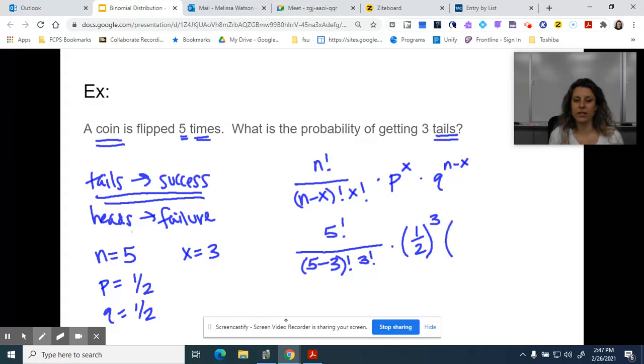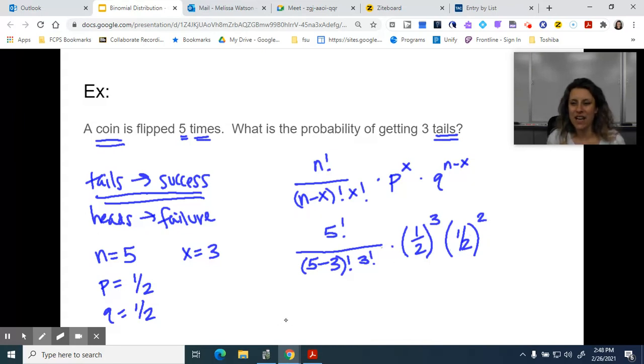Probability of failure, which is the probability of heads, we said was q, 1/2. And then we have to figure out how many of those we want. So that's the n minus x power. So for this it would be 5 minus 3. But if we think about it, guys, if we're flipping 3 tails and we flipped 5 times, we have to get 2 heads, right? So it's the number of failures, whatever that failure is identified as.